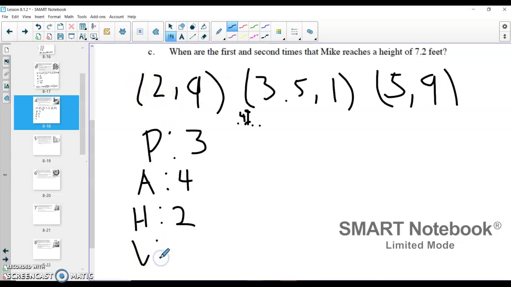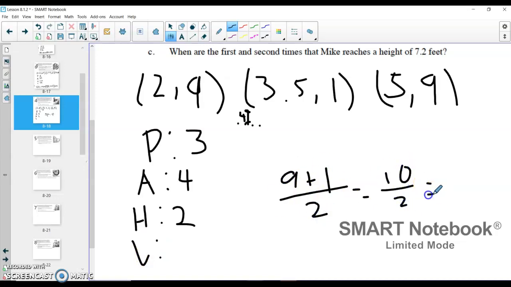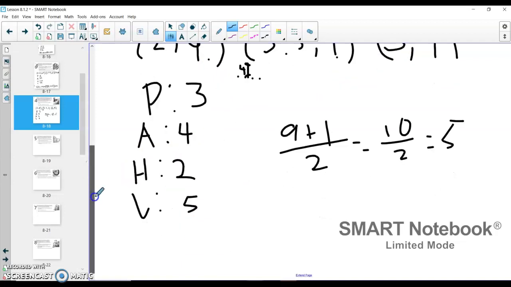And vertically, I would start at my midpoint, which is 9 plus 1 divided by 2. That's 10 divided by 2, which is 5. And I have that vertical shift of 5. Again, the amplitude and the vertical shift go hand in hand. 4 more than 5, that's the 9. 4 less than the 5, that's the 1. Now I have all the pieces to set this up to write the equation.